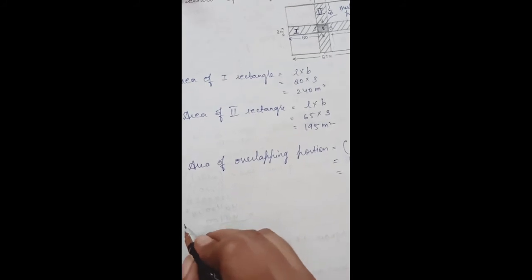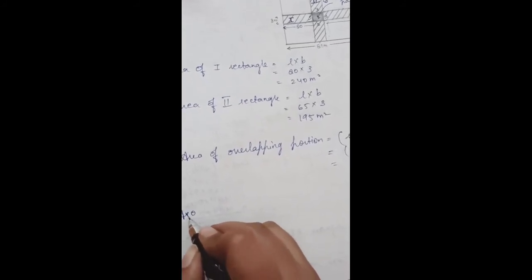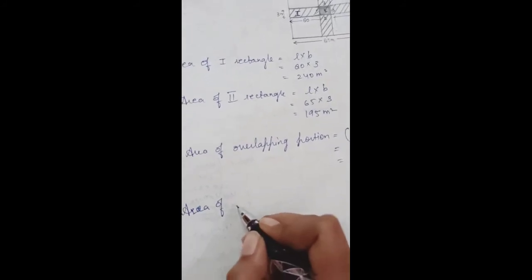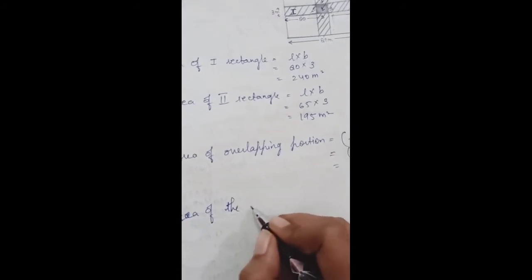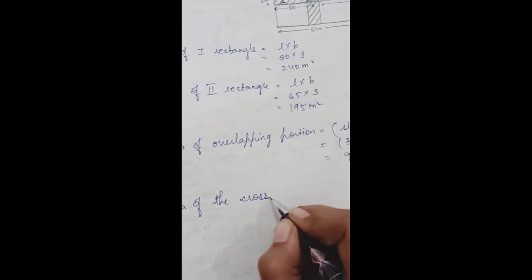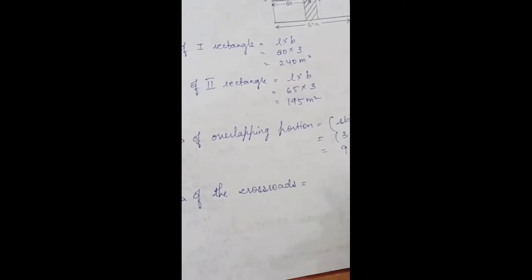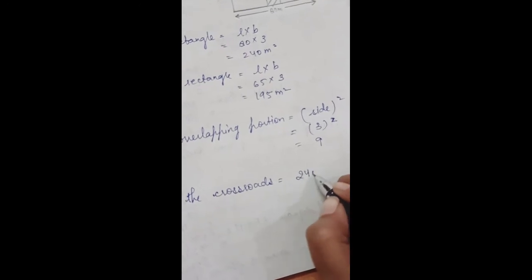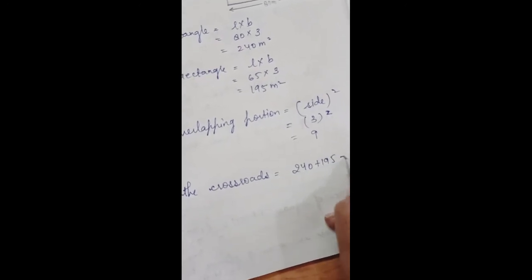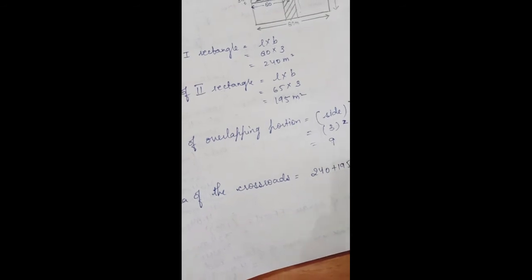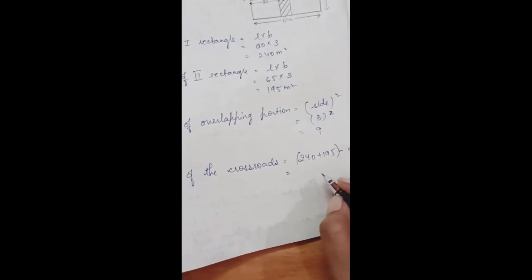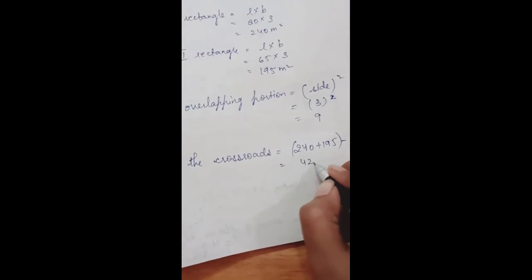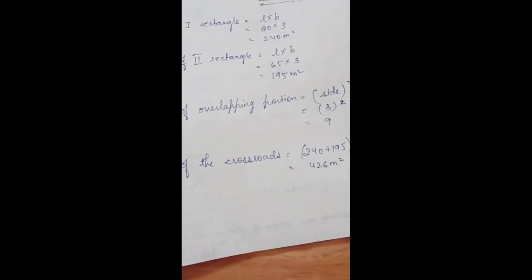Now area of cross roads would be this plus this, 240 plus 195 subtracted by this overlapping portion. So here you get 426 meter square.